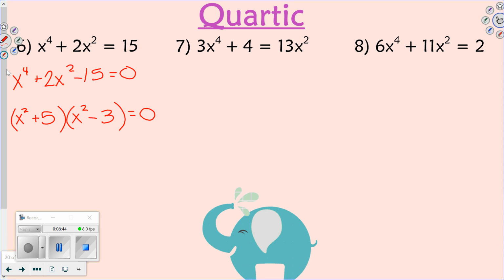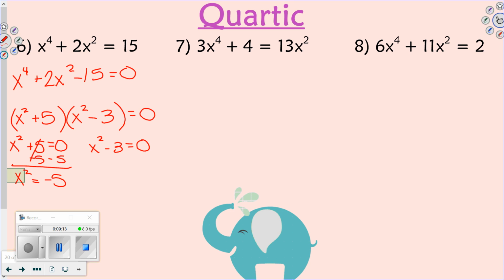Now, here's where things get just a little tricky. Not bad if you remember back to the last chapter. When I set these equal to 0, x squared plus 5 equals 0. x squared minus 3 equals 0. Some of you are seeing it already, aren't you? When I solve this and I subtract 5, I have x squared equals negative 5. How do you finish?